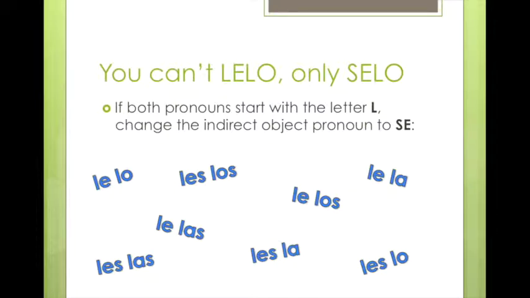However, if both pronouns begin with the letter L, you have to change the indirect object pronoun to se. Another way to think about it, you can't lay low, you can only say low. So the lay in this lay low needs to change to a say, and we'll look at some examples. So we can't do any of these combinations because of the double L.